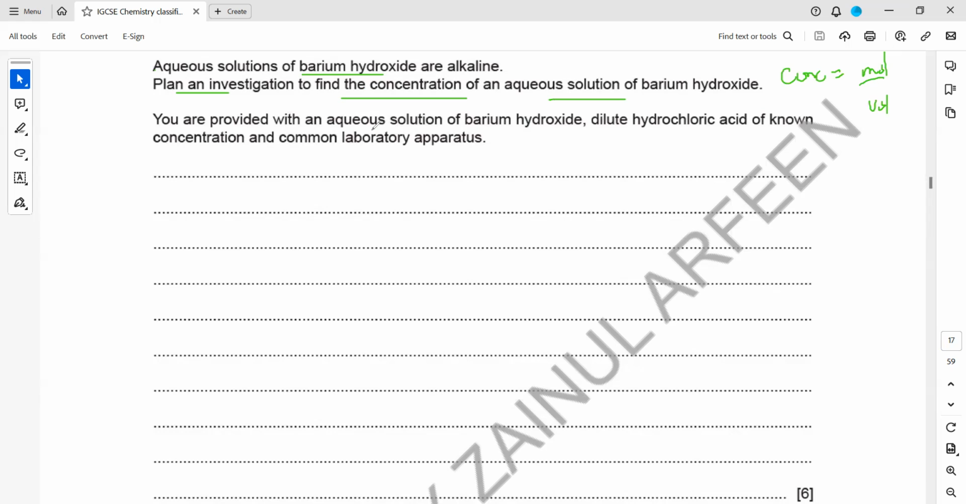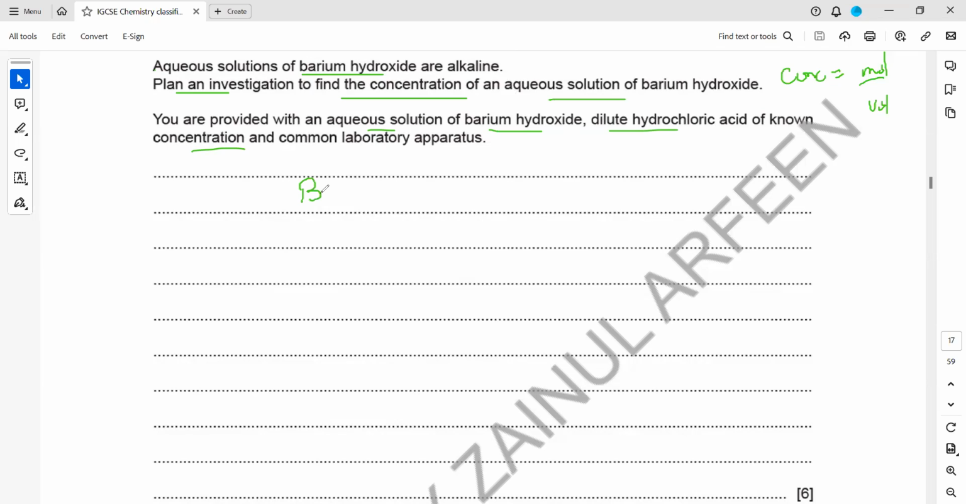You're provided with an aqueous solution of barium hydroxide, dilute hydrochloric acid of a known concentration, and the common lab apparatus. Here we have to specifically determine the concentration, because if the question was how you can determine which of two solutions of barium hydroxide is more concentrated, then we can compare the volumes. But here specifically we need the actual concentration of barium hydroxide.